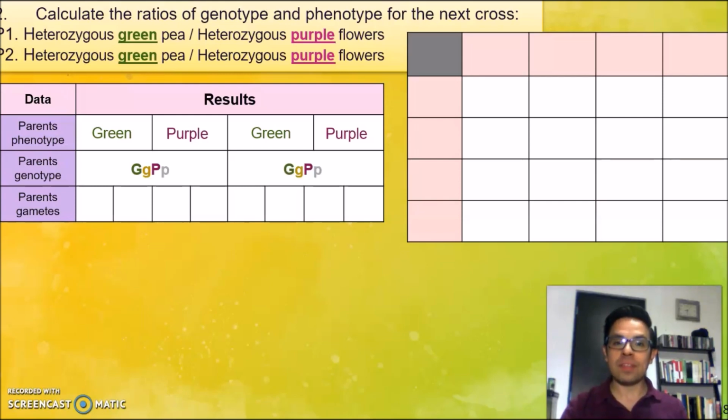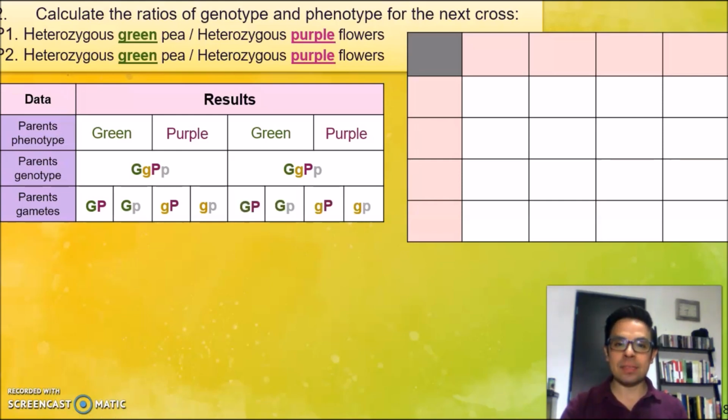Now, remember the law of independent assortment? We need to get as many combinations as we can for the gametes. So, the first G can go with the first P, that's one combination. First G with last P, second G with first P, and second G with the last P. The combinations will go graphically like this. And for the other parent, they will be the same.